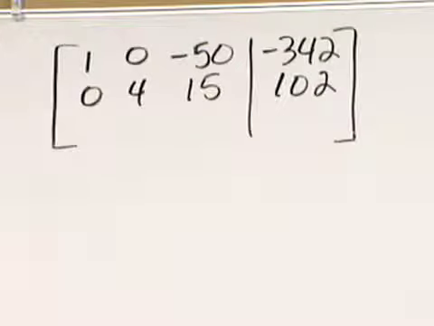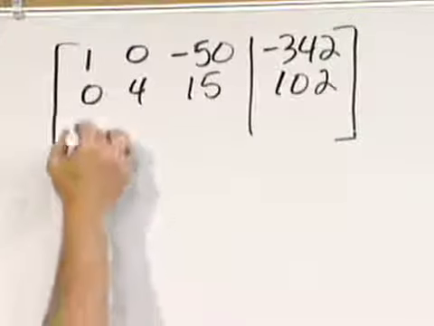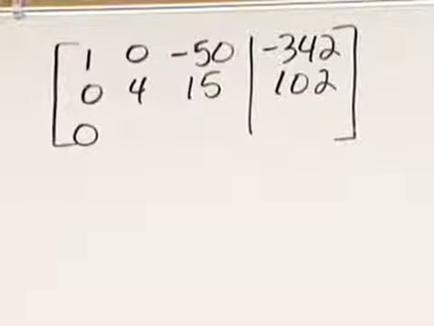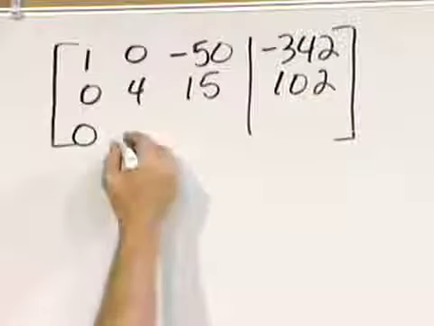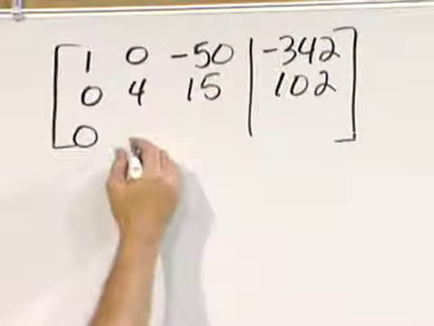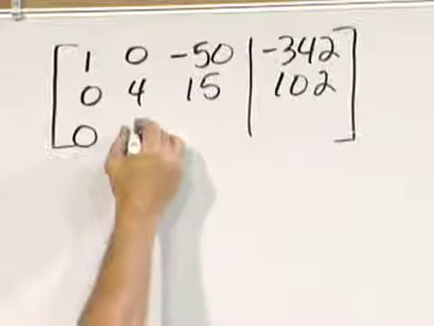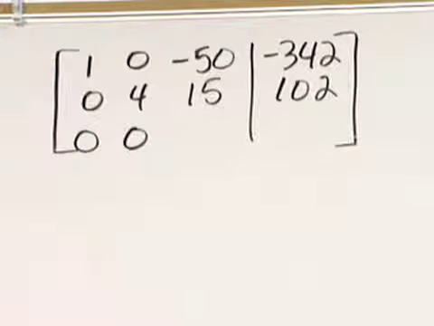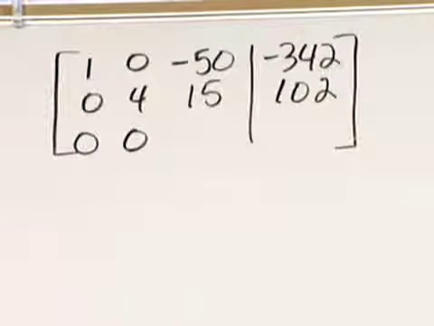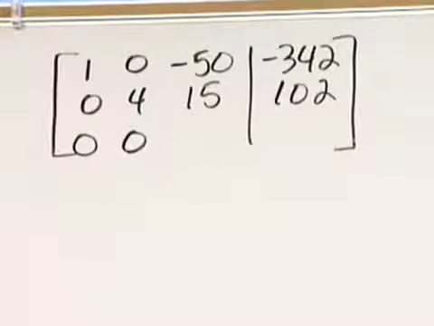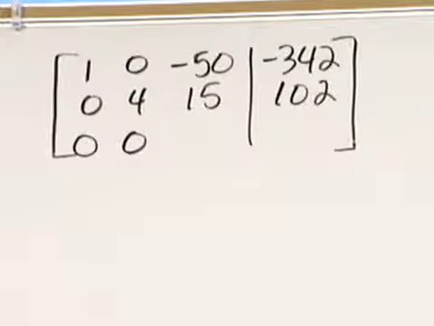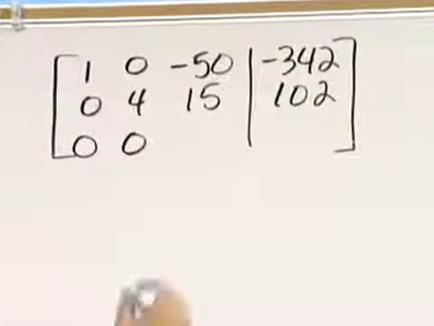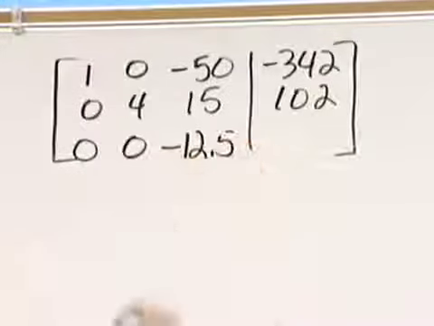Row number 3, we're going to add negative 2.5 times row 2. Well, of course, 0 plus 0 is 0. Then we're going to have 10 plus negative 2.5 times 4, which is 10 plus negative 10, or in other words, 0. Then we're going to have 25 plus negative 2.5 times 15. And that's going to give us a result of negative 12.5.